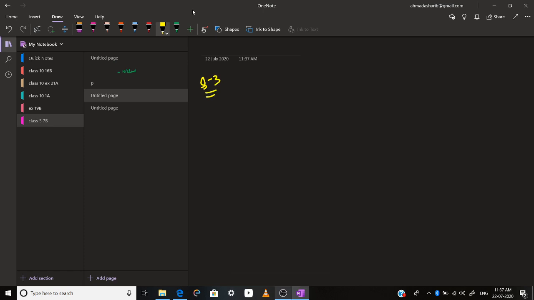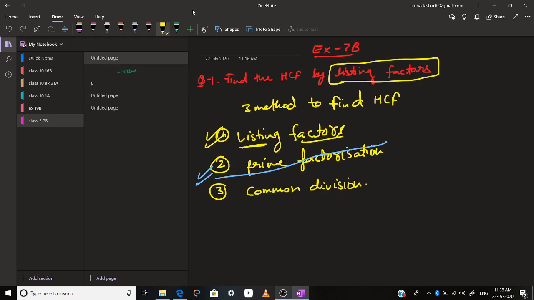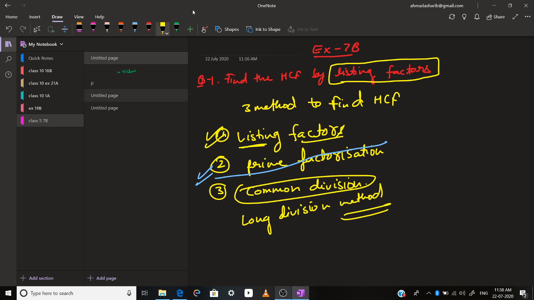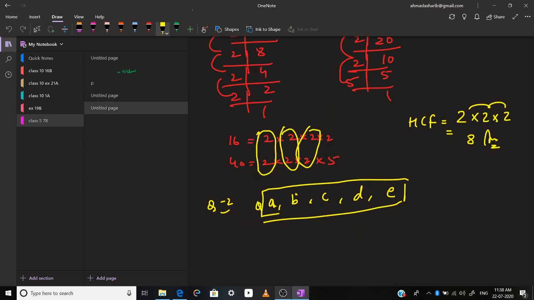Question 3. Find the HCF of the following by the long division method. So this was the third method which I have told you, common division. Its second name is long division also. So this is also called the long division method, which I'm going to tell you. Fine.